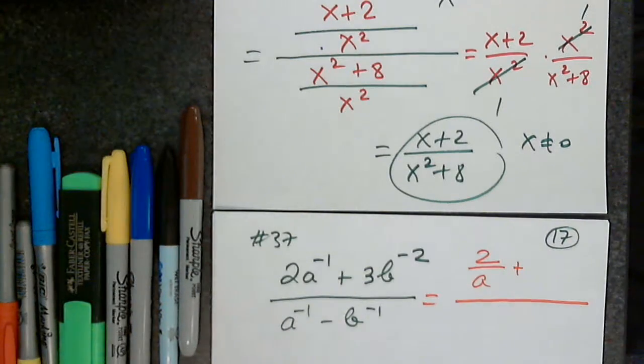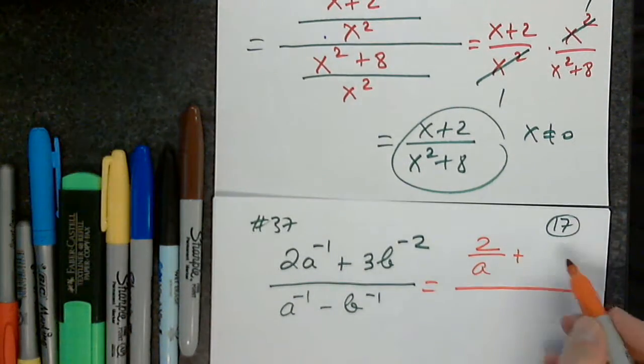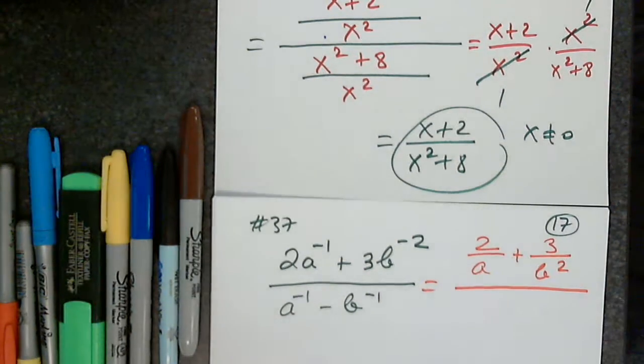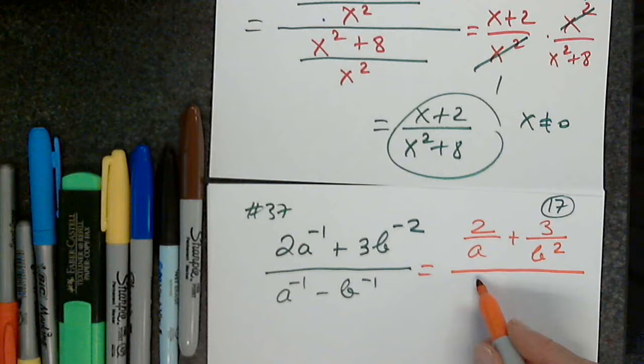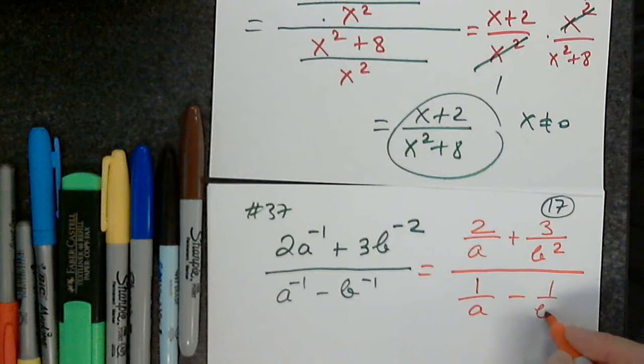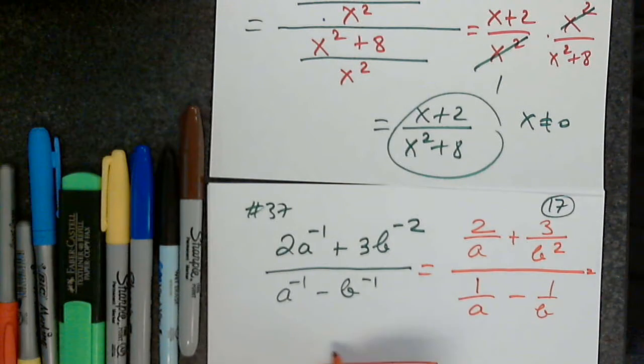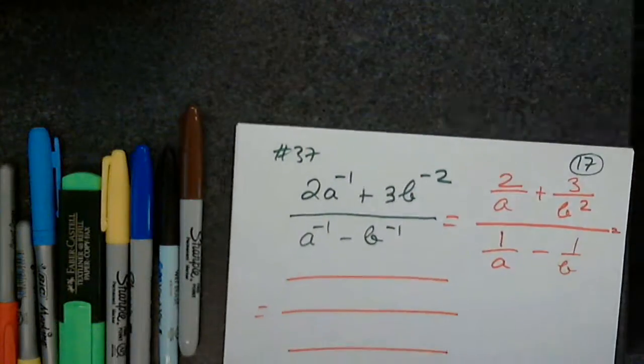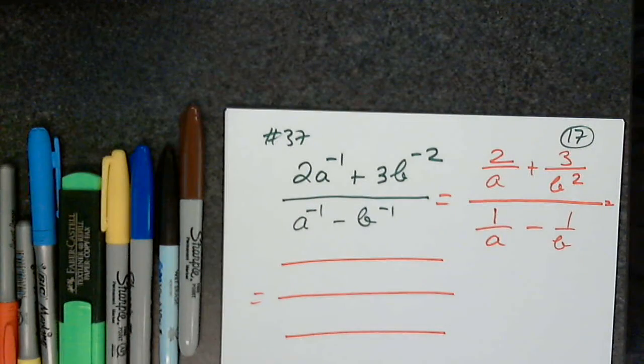2 over a indeed, plus 3 over b squared, and 1 over a minus. Excellent. So now I know, I take it from here. I have to find the LCD for the top. I have to find the LCD for the bottom. I perform operations as if the top is alone somewhere and the bottom is alone somewhere else, but of course keep them together so I don't lose them.